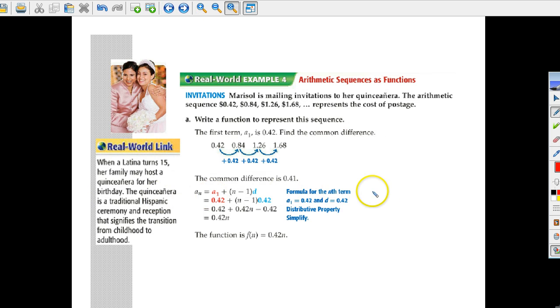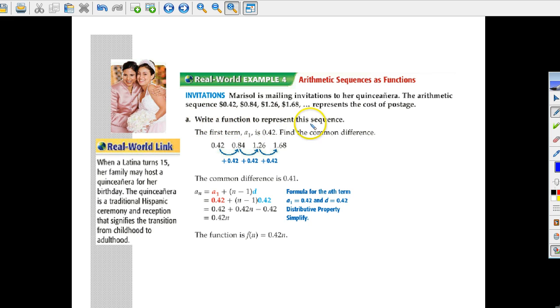Here's a real world example. When a Latina turns 15, her family may host a quinceanera for her birthday. When they turn 15, they have this big elaborate party, a traditional Hispanic ceremony and reception that signifies the transition from childhood to adulthood. Marisol is mailing invitations to her quinceanera. The arithmetic sequence 42 cents, 84 cents, $1.26, $1.68 represents the cost of postage.